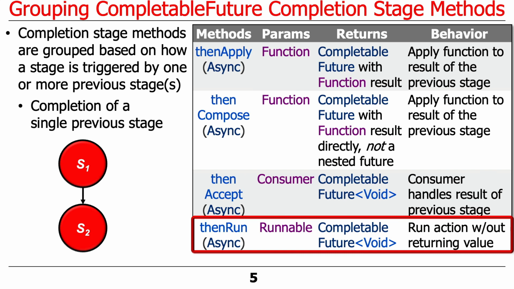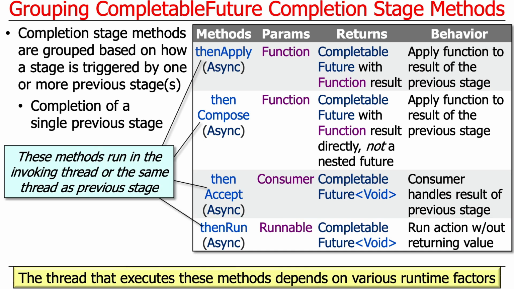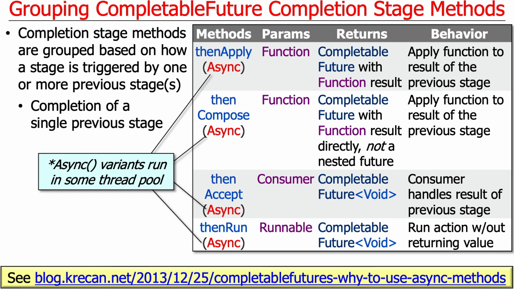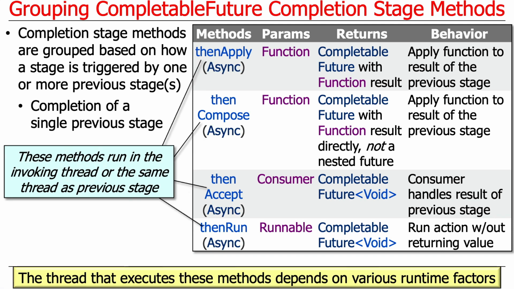So these are the key single completion stage methods. They complete when a single previous stage has finished. Now, there's the thenApply, thenCompose, thenAccept, and they typically run in the same thread as the previous stage. And then there's also the async versions of all these methods, and they typically run in some other thread in a pool of threads, most commonly the common ForkJoinPool, but it doesn't need to be the ForkJoinPool. So the main difference is the async versions will run in some other thread, whereas the methods without the async suffix will typically run in the thread that was doing whatever was before.